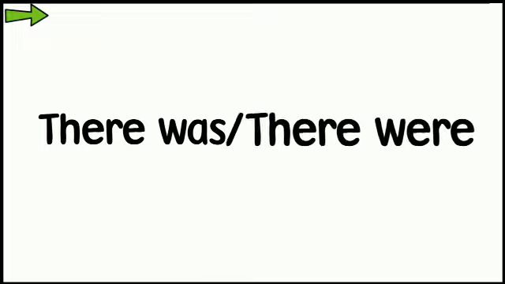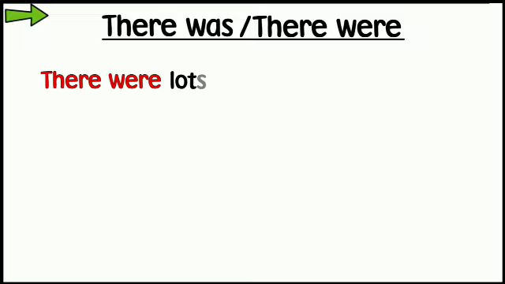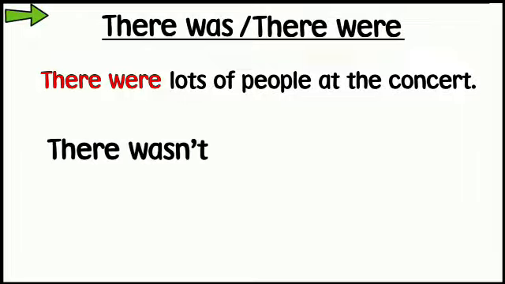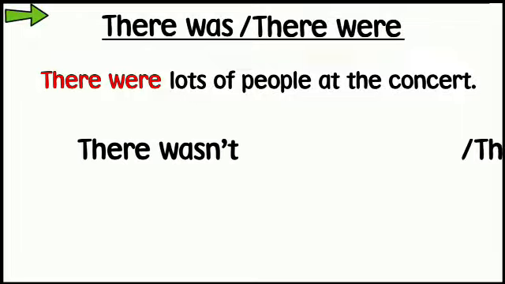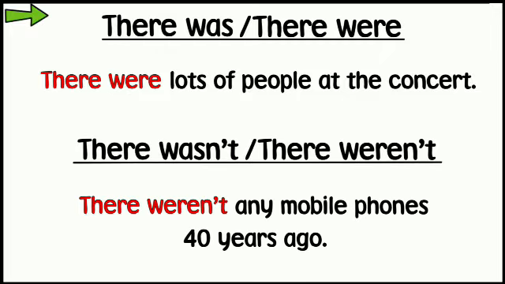We use there was or there were to talk about things in a place in the past. There were lots of people at the concert. We use there wasn't or there weren't to talk about things that didn't exist in the past. There weren't any mobile phones 40 years ago.